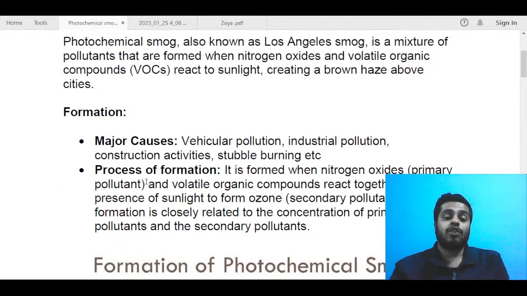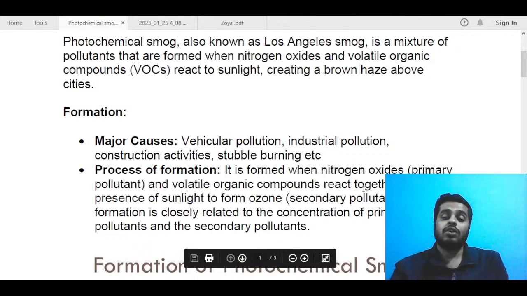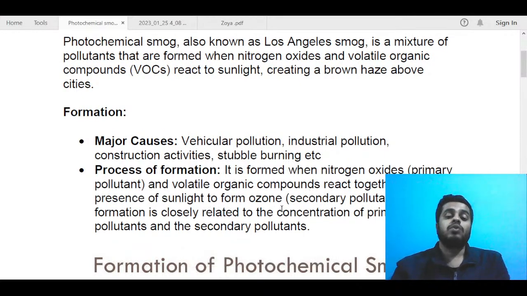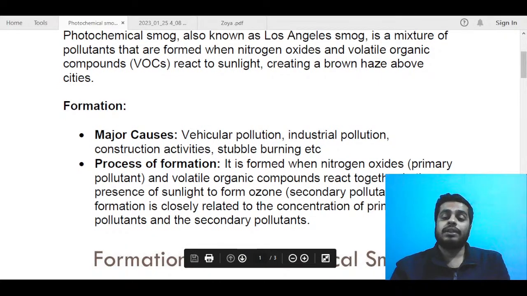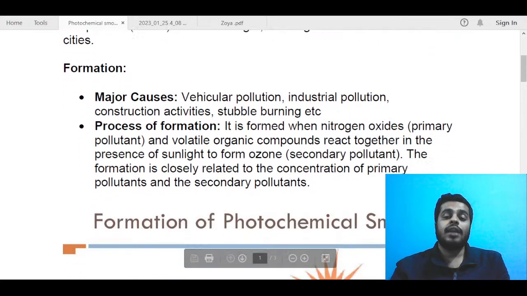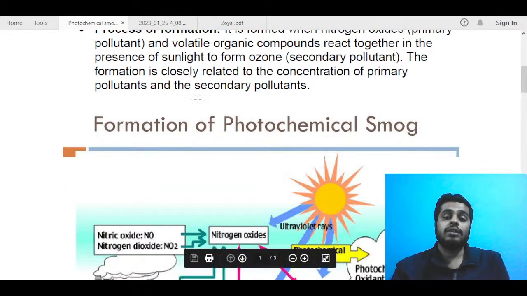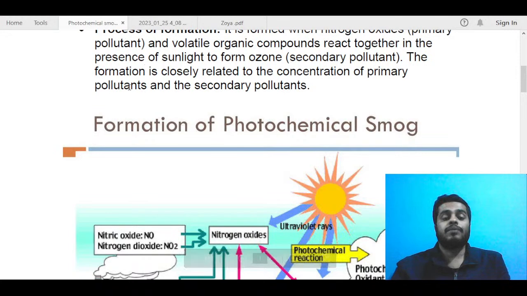So next, what is the process of the formation? When we talk about the process, sunlight acts as a catalyst here. It is formed when nitrogen oxides, a primary pollutant, and volatile organic compounds react together in the presence of sunlight to form ozone. If you look at the formula of nitrogen oxides, it is basically NOx. So oxygen gets separated from NOx due to sunlight, and then that combines with the oxygen present in the atmosphere, O2, and that forms the ozone. Along with it, some PANs are also formed. Nitrates in very small amounts are also formed that are also present in photochemical smog. So the formation is closely related to the concentration of primary pollutants and the secondary pollutants. If the primary pollutants are more, the formation will be more.